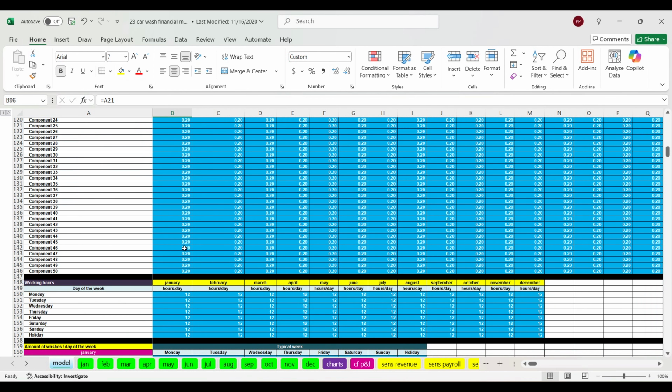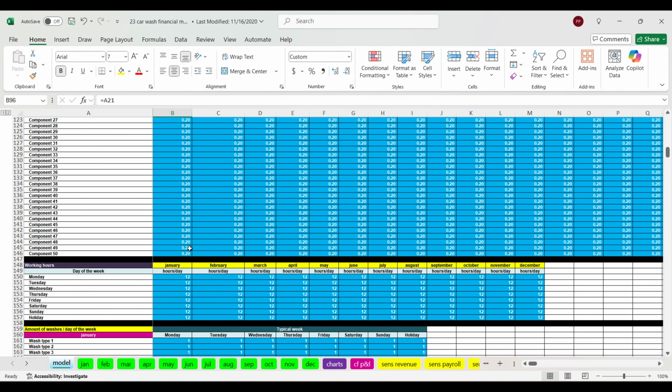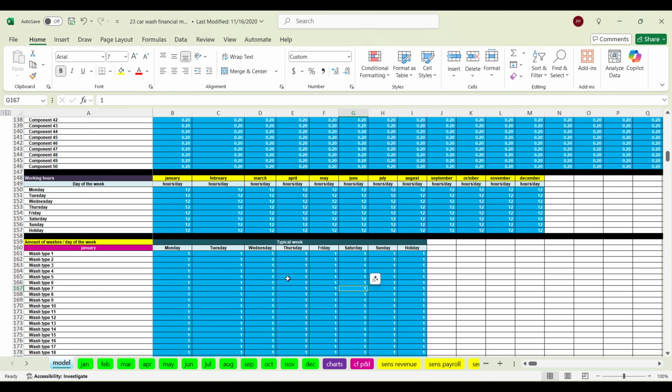So here we are describing the direct costs. Now we're moving to the next block of inputs. We are describing the working hours. So in this table from left to the right we have typical year. From top to the bottom we have the days of the typical week from Monday to Sunday plus holiday.